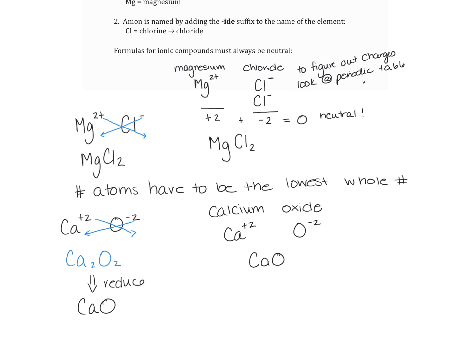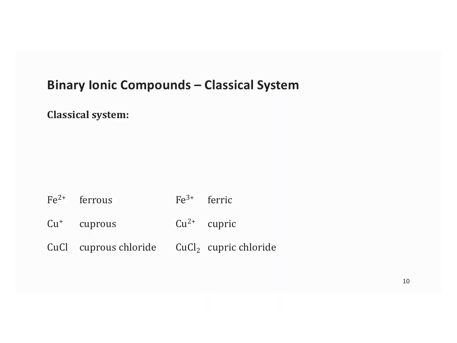Now, we've talked about naming ionic compounds, and I want to get into Roman numerals for just a second. Sometimes those transition metals can have multiple charges. When they have multiple charges, we need to distinguish in the naming whether they have a +2 or a +3. There are 2 ways to do this. One way is the classical system. And what the classical system does is it uses the Latin name of the metal modified with suffixes.